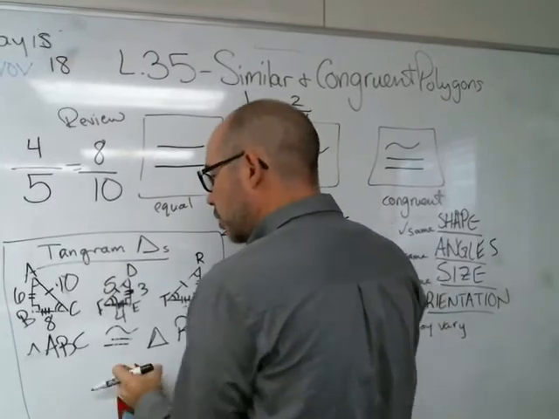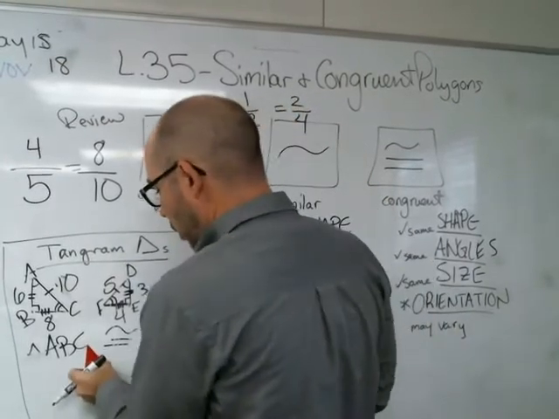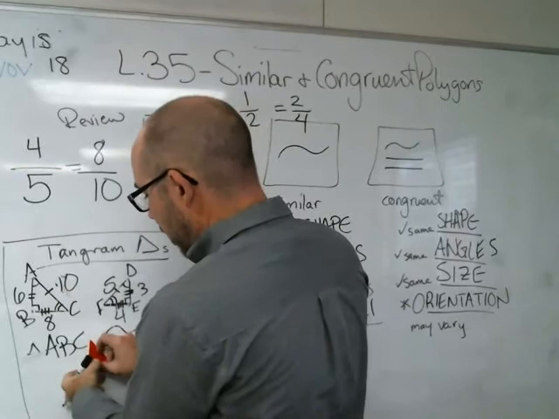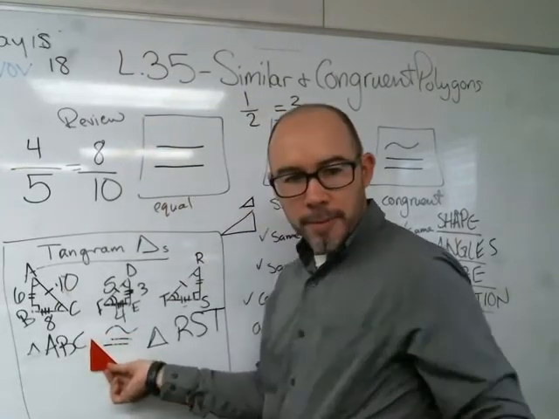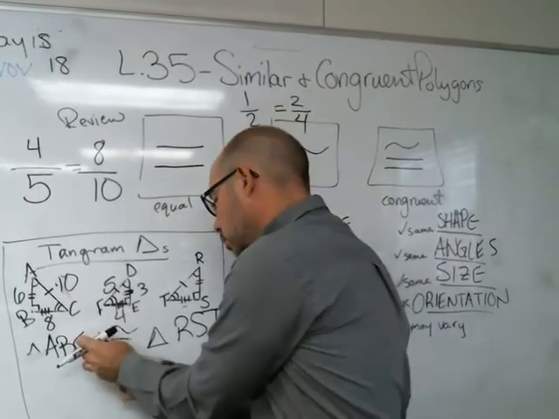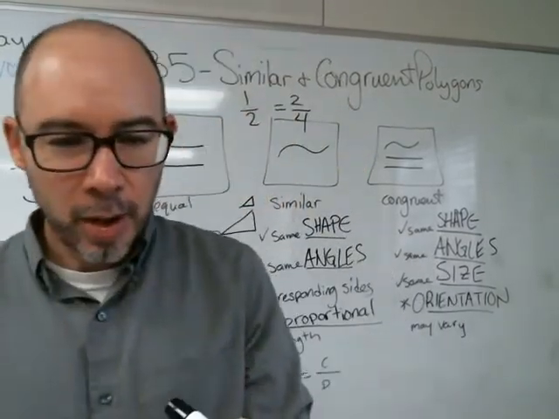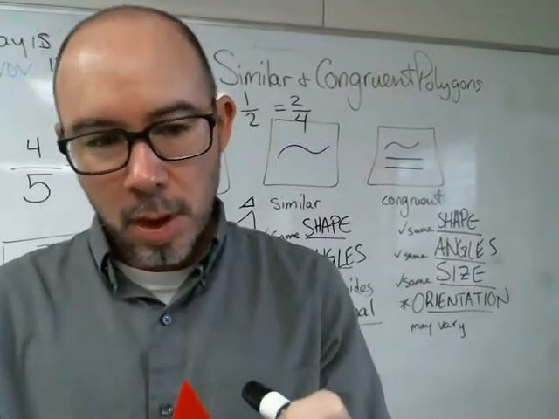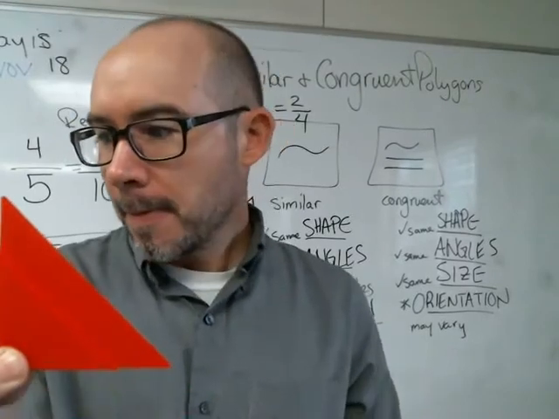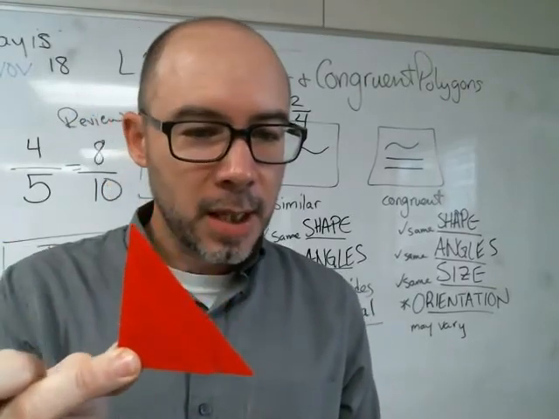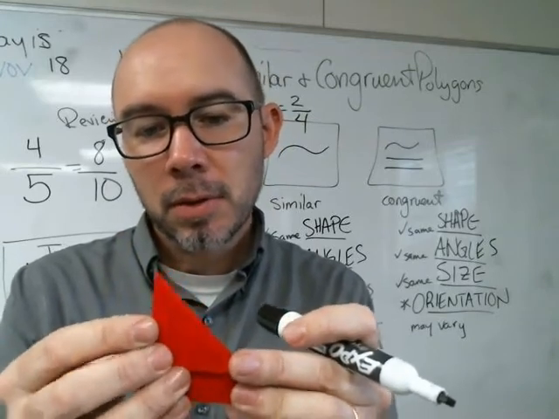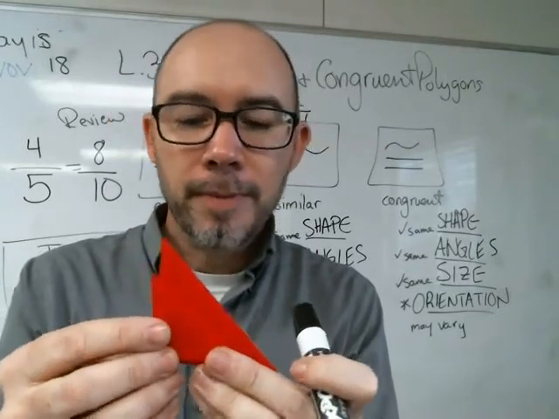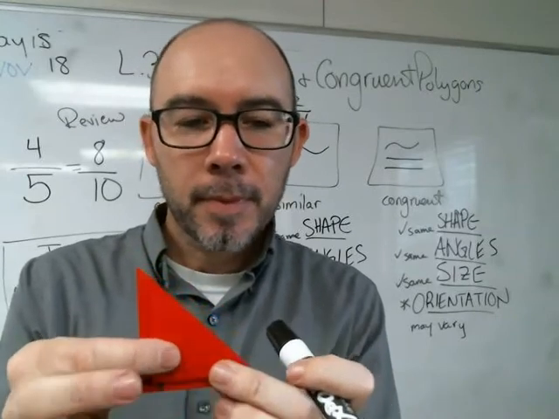Now I already know that these 2 triangles are similar, because I can lay one right on top of the other one. This is hard to show. I can lay one right on top of the other one, and I can see, there we go. I can see that they've got the same angles. I can line up the angles, all of them, and then I can see that their shapes are the same as well.